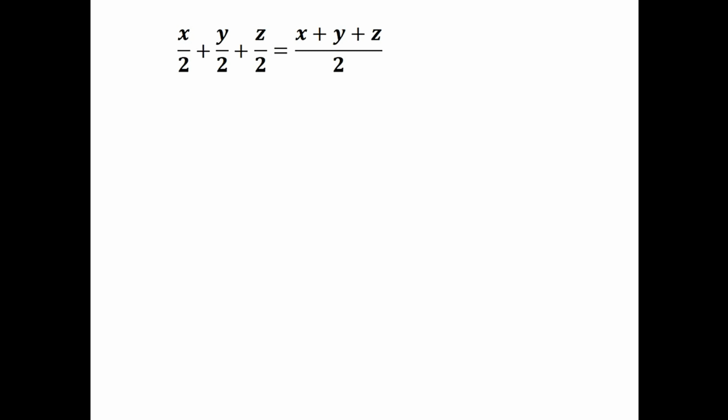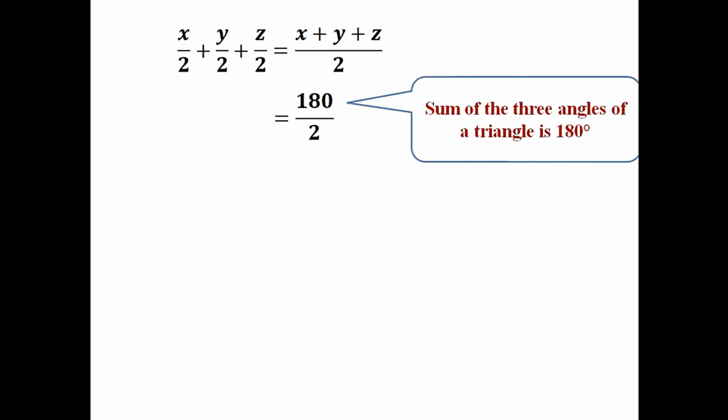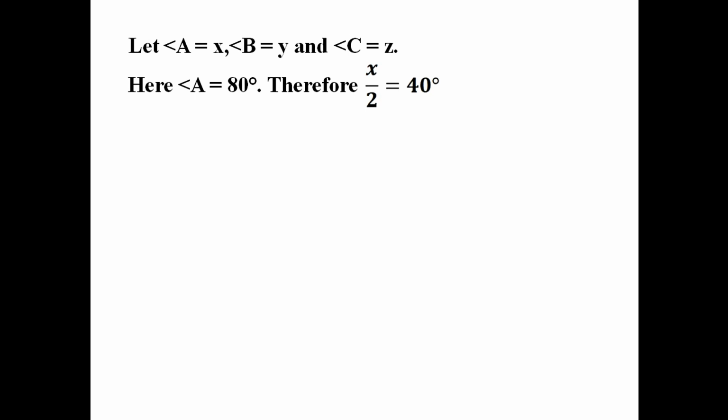z) by 2. Here x, y, z are the three angles of a triangle. Therefore, their sum is 180. Hence, this is equal to 180 by 2, or 90 degrees. Let angle A equal x, angle B equal y, and angle C equal z. Here, angle A equals 80 degrees. Therefore, x by 2 equals 40 degrees.